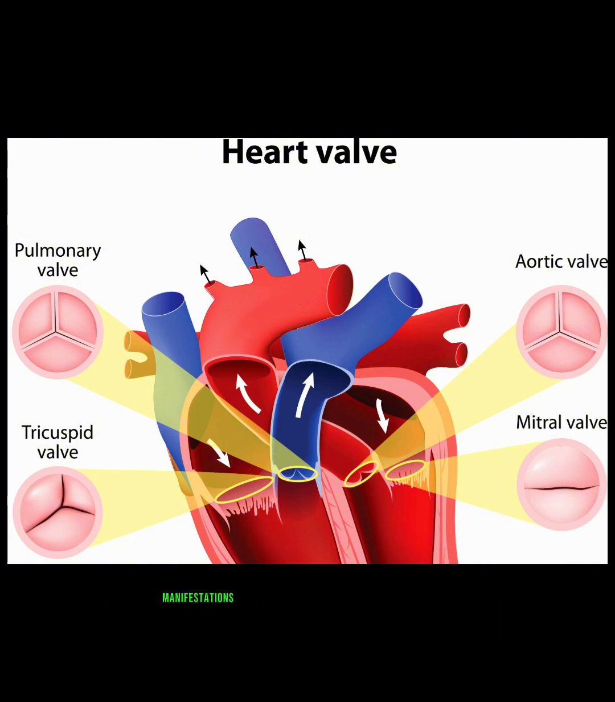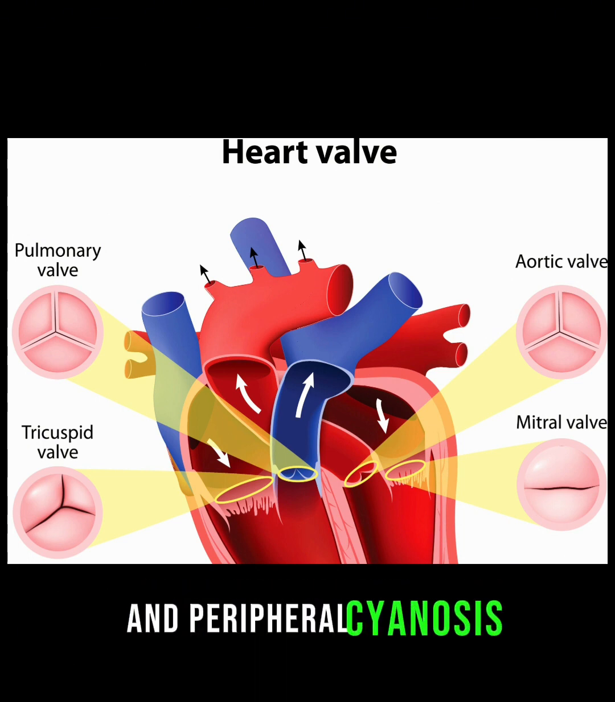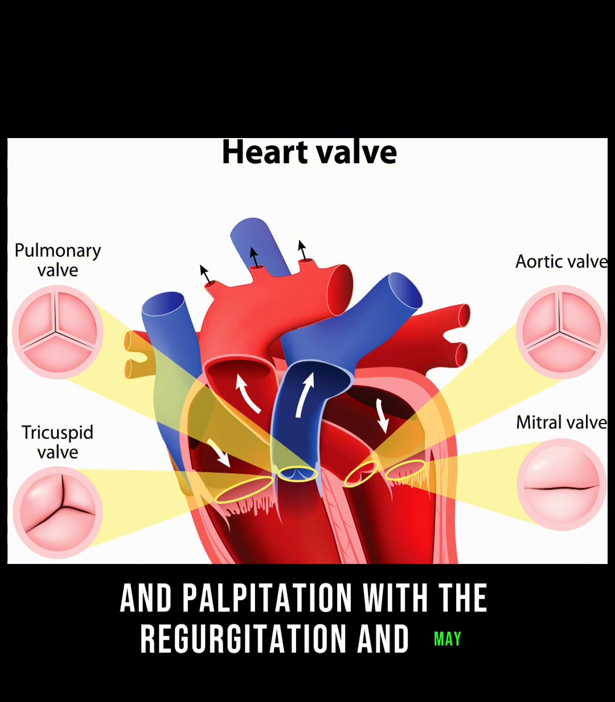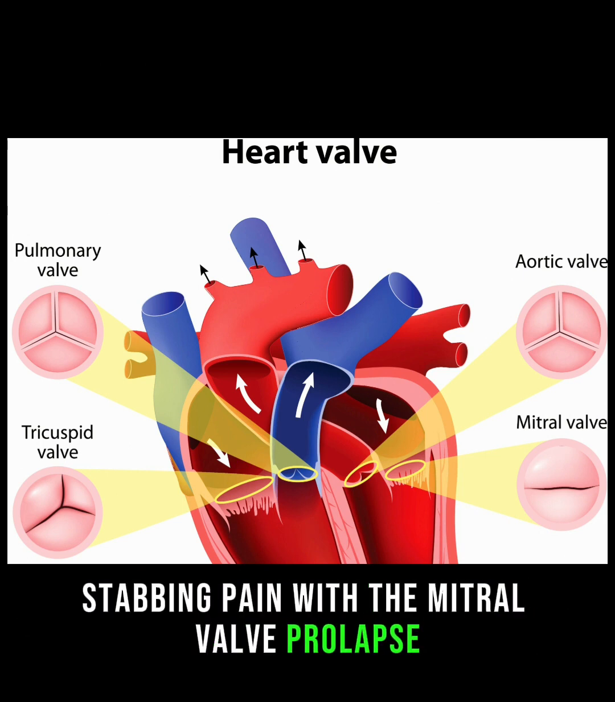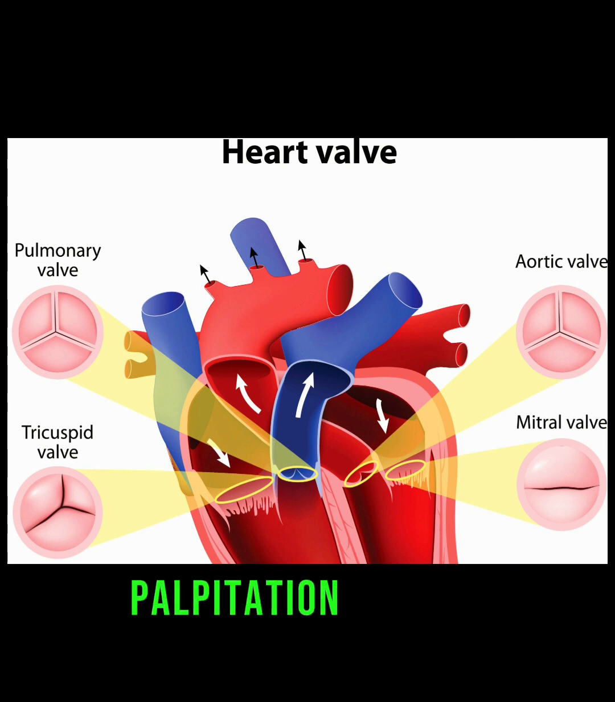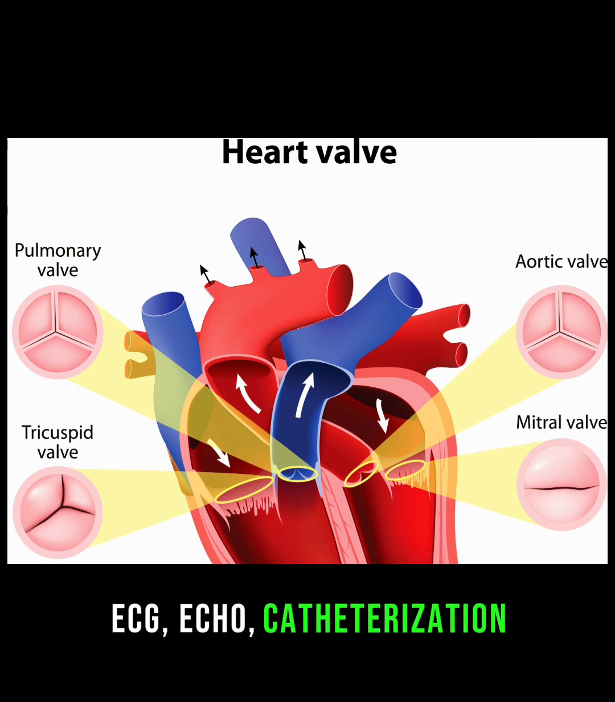Symptoms of patients are manifestations of pulmonary congestion and hypertension, such as dyspnea, and manifestations of right or left-sided heart failure, and manifestations of low cardiac output, like cold hands, weak pulses and peripheral cyanosis, and systemic congestion, and palpitation with the regurgitation, and maybe stabbing pain with mitral valve prolapse, angina and syncope in aortic stenosis or regurgitation. And as I said, palpitation with any regurgitation, and there may be no symptoms in mild cases. On investigations, we do X-ray, ECG, echo, and catheterization.